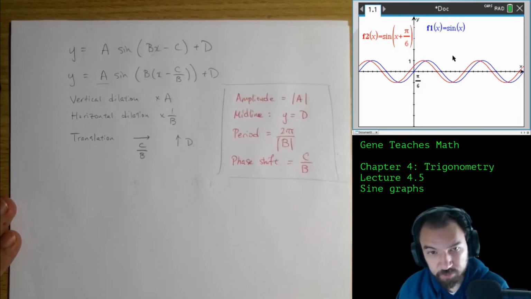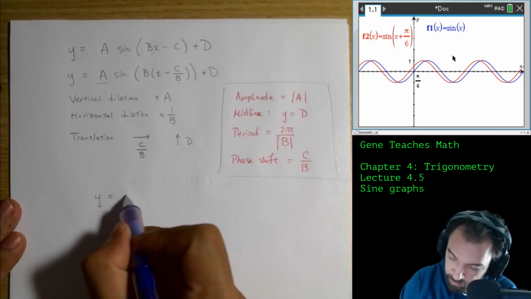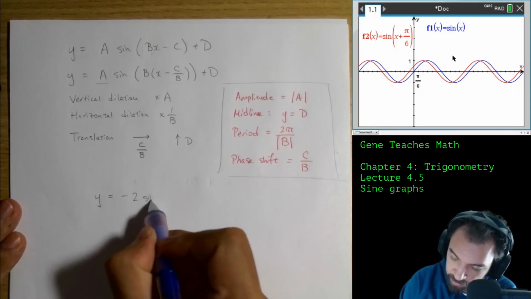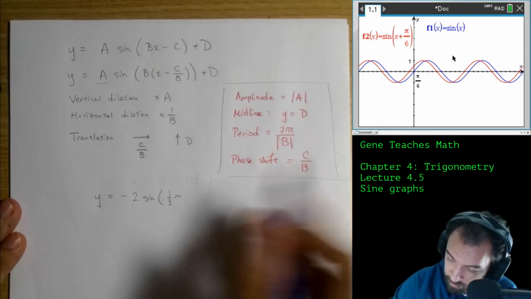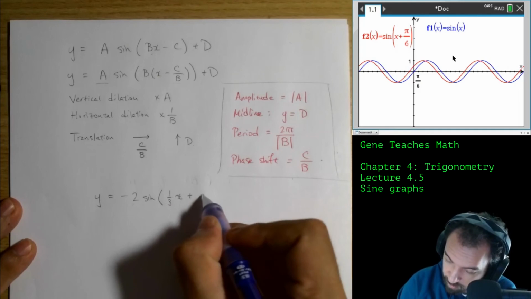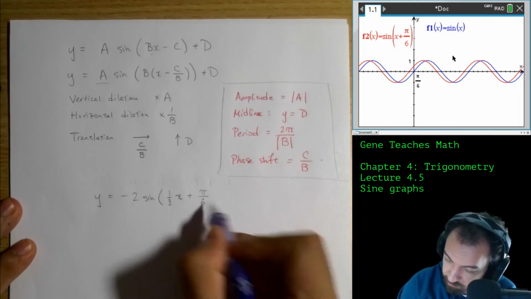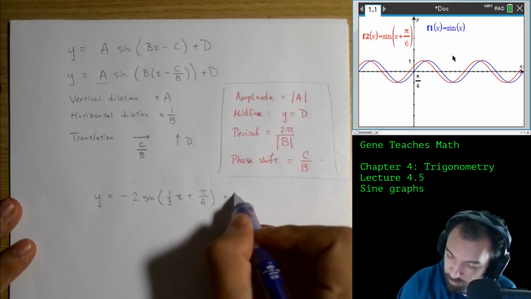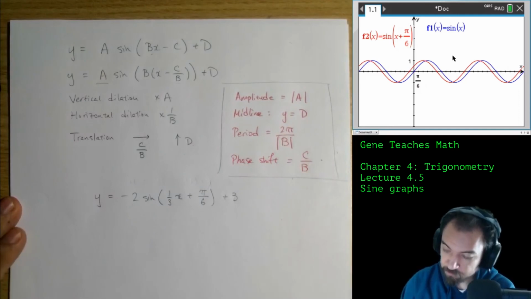Let's do a quick example and then end there for today. So what if I say y is equal negative 2 sine of, let's go 1/3 x, and we'll go plus pi over 6. And then we'll go plus 1. Again, actually we did plus 1 last time. Why don't we go plus 3?